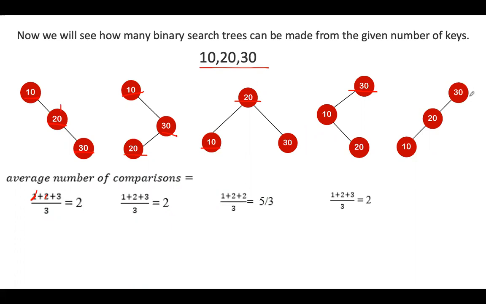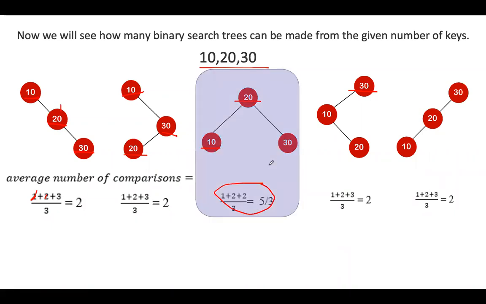So same. Here also it will be 1 plus 2 plus 3 is equal to 2. See, only in this third tree, the average number of comparison is less. Okay, so this kind of tree we call it as balanced. This particular tree we call it as balanced binary search tree.